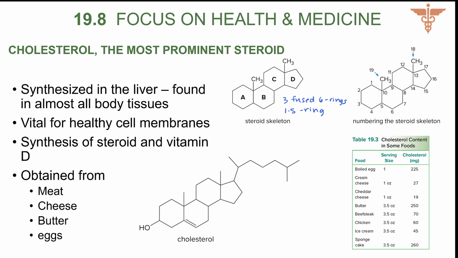This is vital for healthy cell membranes. The synthesis of steroid and vitamin D is important to our biological systems as well. And our sources of cholesterol come from meat, cheese, butter, and eggs.